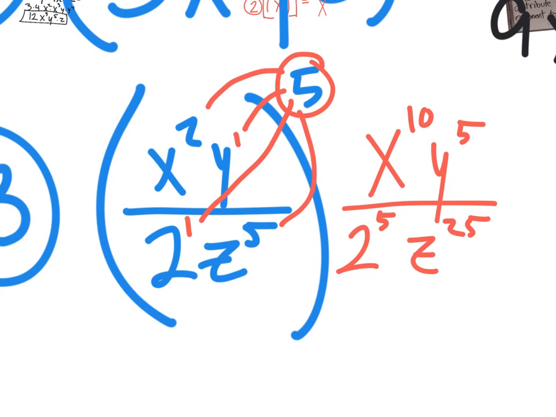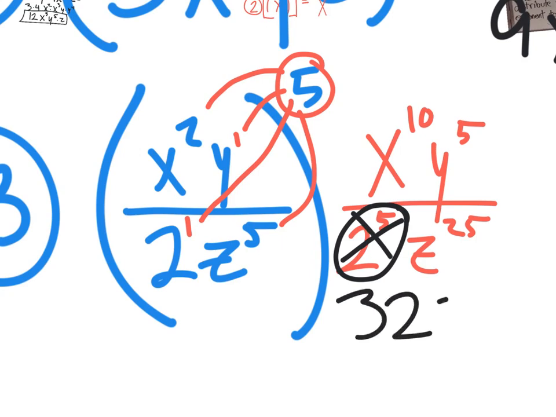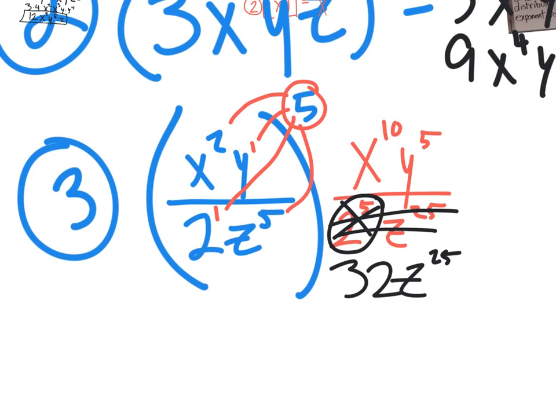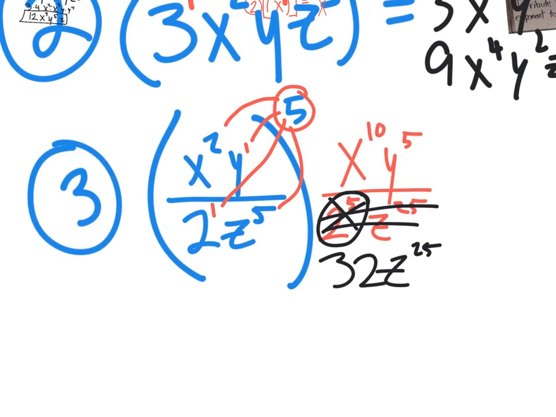The only other thing you could do is change the 2 to the 5th to what's 2 times 2, 4 times 2, 8 times 2, 16 times 2, 32. So you could technically change this to a 32z to the 25th. So you could rewrite that denominator as 32z to the 25th. That's really ugly. Our final answer is x to the 10th, y to the 5th, over 32z to the 25th.